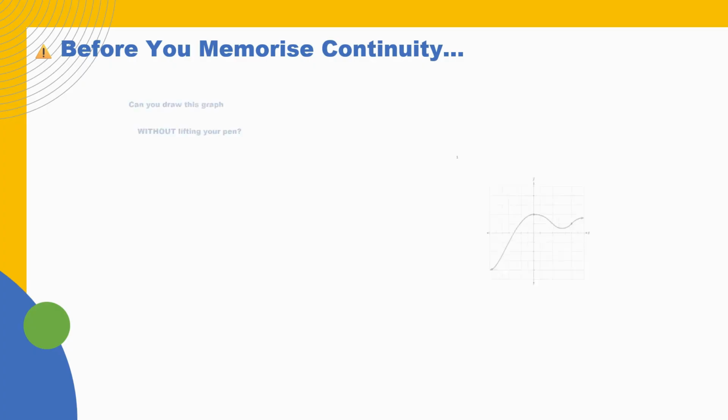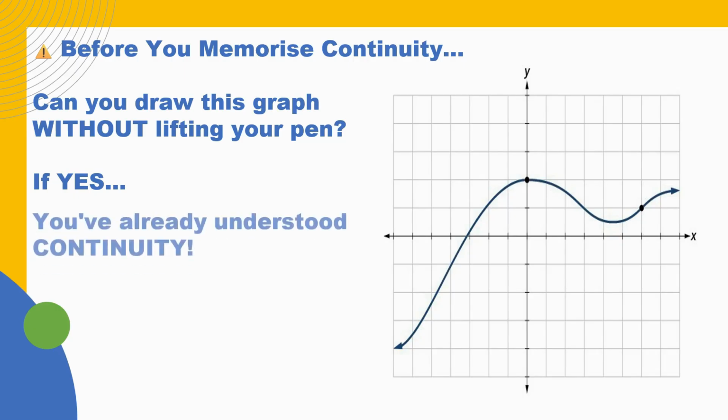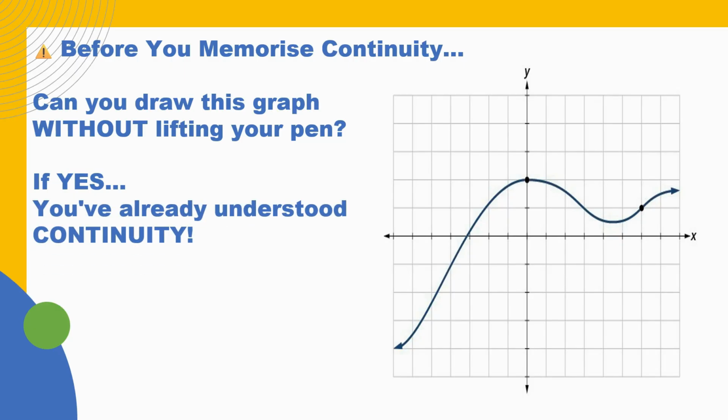Imagine you are drawing a graph. If you can draw it without lifting your pen, then the graph is continuous. But if you have to stop because there is a gap or a break, then the graph is discontinuous. Surprisingly, this simple idea is exactly what mathematicians call continuity. Today we will understand this concept deeply before solving the NCERT exercise 5.1.